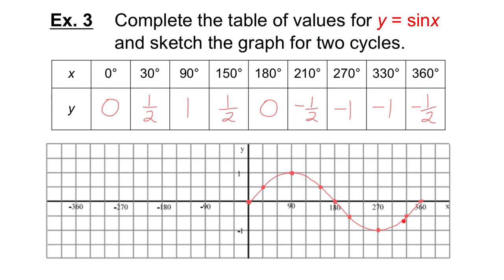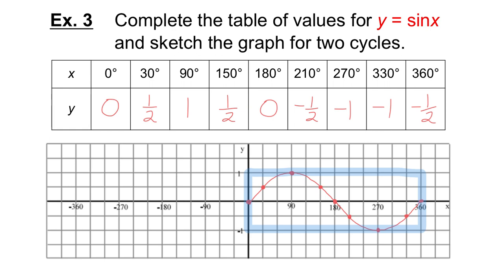Now, I said graph this for 2 cycles. This is just 1 cycle. From here to here would not be 1 cycle because the exact same pattern doesn't start repeating. Instead of going up again, it starts to go down. Here, it would start to go up again. So this, what I've highlighted in a blue rectangle, is 1 complete cycle of this function.